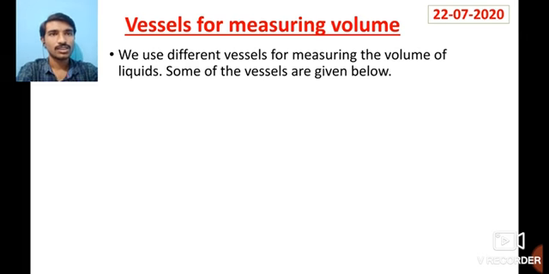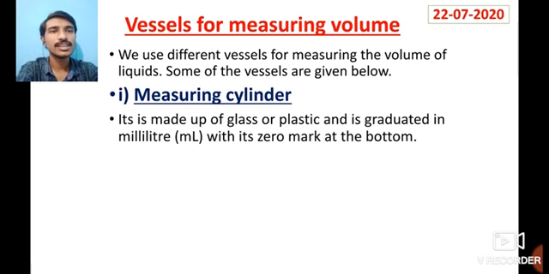Now we will go on to the vessels for measuring volume. Which are the vessels used for measuring a volume? Let us go through one by one. We use different vessels for measuring the volume of a liquid. To measure the volume of a liquid, we will use a variety of vessels. Some of the vessels are the measuring cylinder.